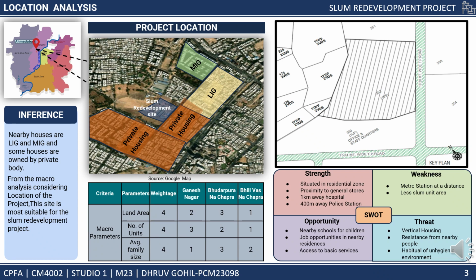In the SWOT analysis, our project's strengths are that it is situated in a residential urban zone, with proximity to a general store, 1 kilometer away from a hospital and 400 meters away from a police station. In weakness, the metro station is at a distance and the slum unit area is smaller. In opportunity, there is a nearby school for children, job opportunities among nearby residents, and access to basic services. In threat, there is the habit of an unhygienic environment and vertical housing.